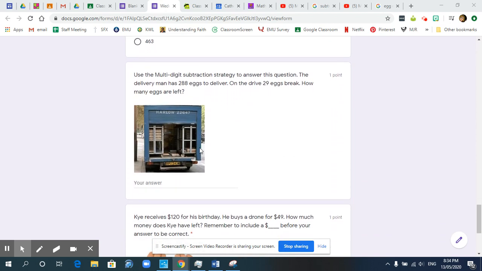Use the multi-digit subtraction strategy to answer this question. The delivery man has 288 eggs to deliver. On the drive, 29 eggs break. How many eggs are left? Your answer goes in here.